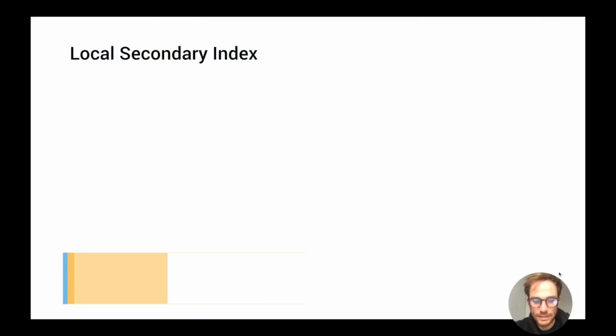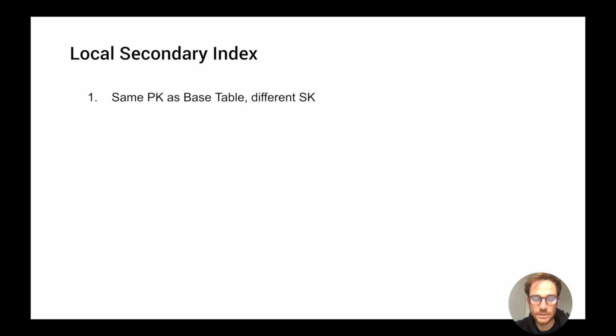Okay, so first of all let's introduce the concept of LSI, or local secondary index. An LSI is an index with the same partition key as the base table but a different sort key. This is also why it's called local. It's called local because every partition of an LSI is scoped to a base table partition that has the same partition key. An LSI can be created only at table creation time.